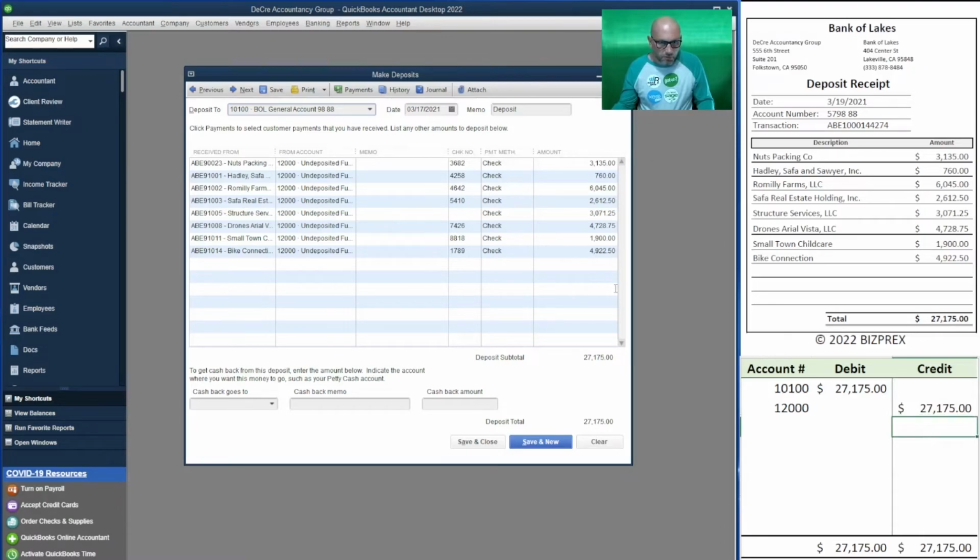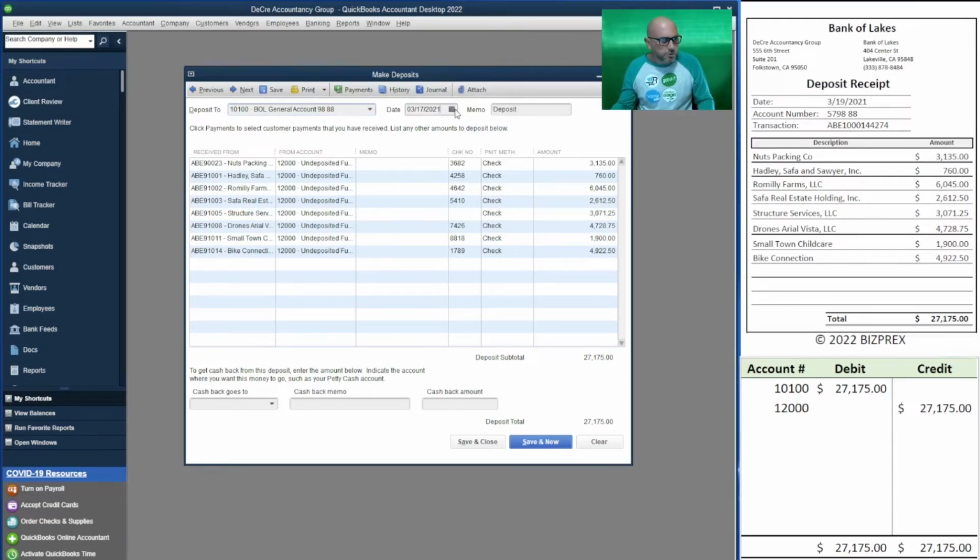Right, so each one of these is a credit to account 12,000, undeposited funds, because it reduces it. We just took those checks out. And what happens is our bank account balance went up, so it has to be debited. Oops, I forgot to enter a check here. This amount right here, the total deposit, will increase our bank account balance by $27,175, and therefore our bank account, 10,100, our general bank account, has to be debited.